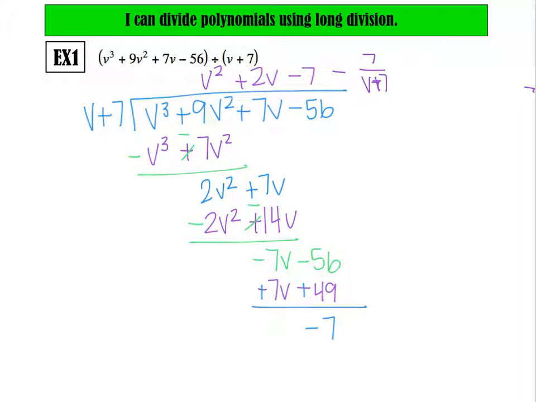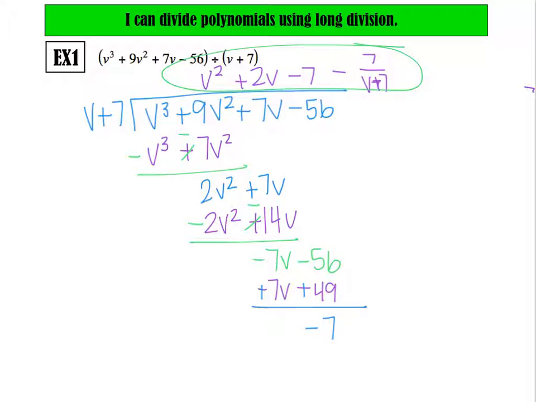And the reason that we put it as a denominator is because essentially a fraction bar means divide. So what this is saying is take the negative 7, and we're still dividing it by v plus 7. We just can't get something nice and easy. So that is my final answer right here.